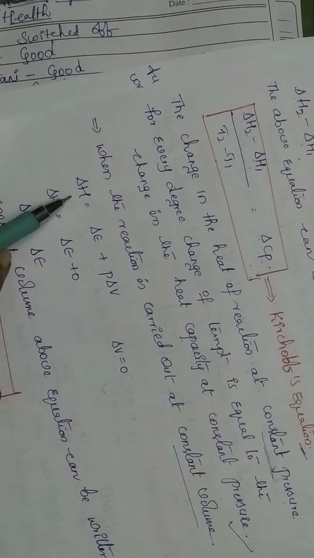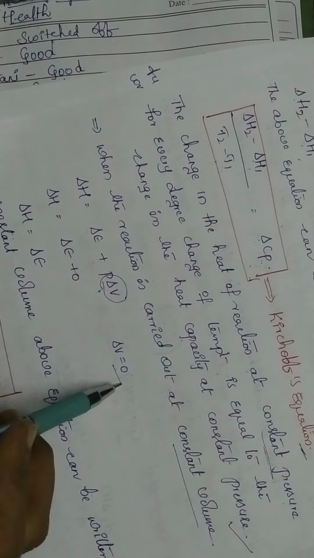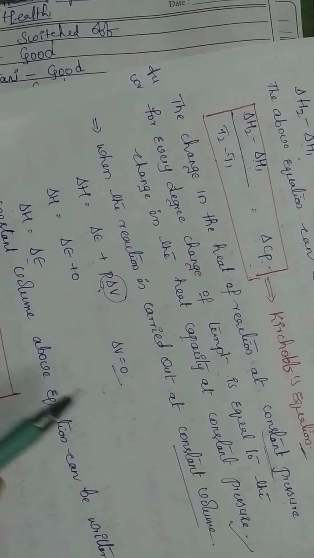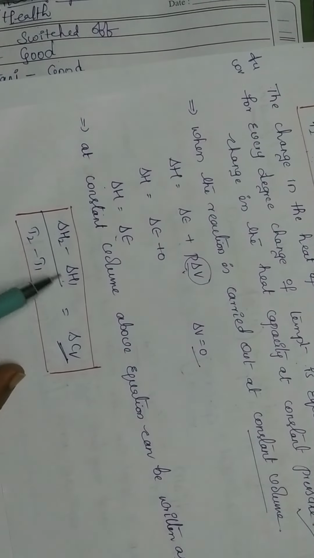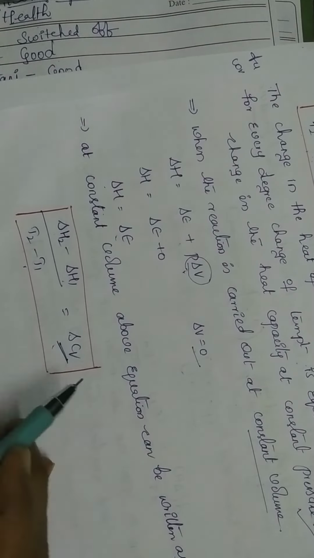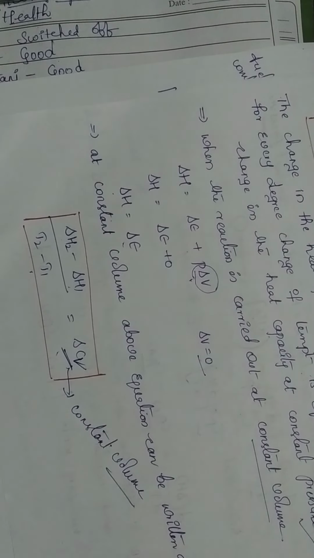So if the same reaction is carried out at constant volume, what will happen? At constant volume, we know that delta H is equal to delta E plus P delta V. If the delta V term becomes 0, delta H is equal to delta E. So the total equation can be converted for constant volume: delta E2 minus delta E1 divided by T2 minus T1 is equal to delta Cv. It is again the same equation, the only difference is constant volume. So this gives us Kirchhoff's equation. So this is about Kirchhoff's equation.